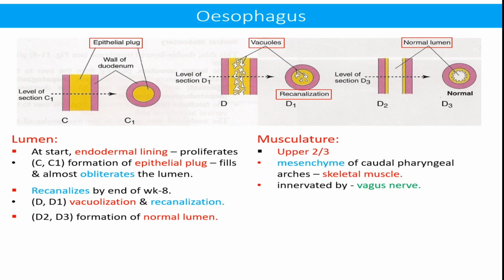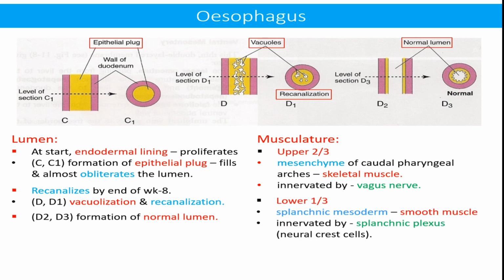As regards the development of the musculature of the esophagus, the muscles of the upper two-thirds are derived from mesenchyme of the caudal pharyngeal arches, hence are skeletal muscles and innervated by the vagus nerve. The lower one-third of the esophagus receives musculature from splanchnic mesoderm, hence are smooth muscles, innervated by the splanchnic plexus derived from the neural crest cells.